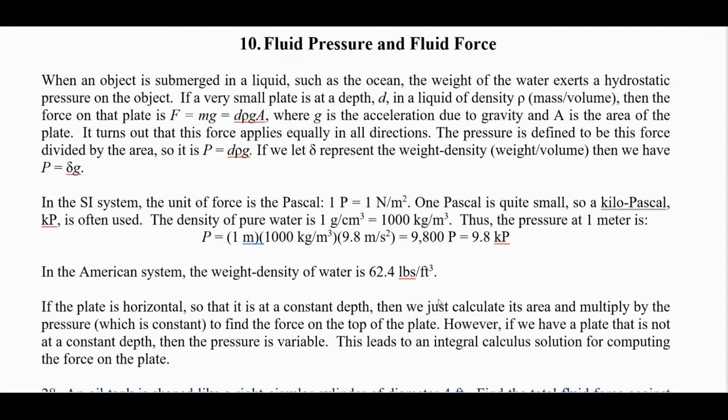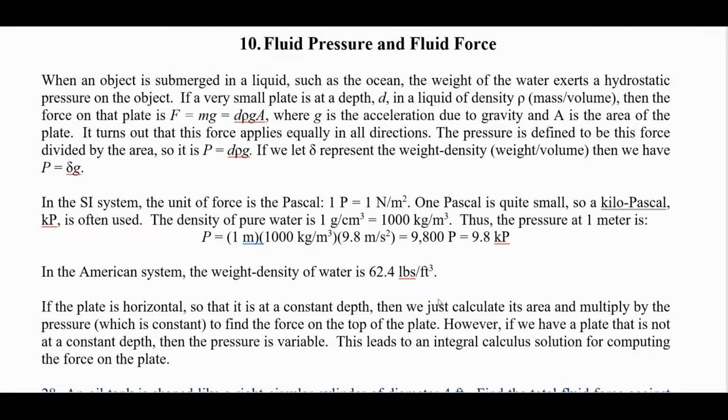If a very small plate is at a depth d, say a constant depth, in a liquid of density rho, mass per volume, then the force on that plate is given by F equals mass times the acceleration of gravity, which is the depth times rho times g times A, where g is the acceleration due to gravity and A is the area of the plate. It turns out that this force applies equally in all directions.